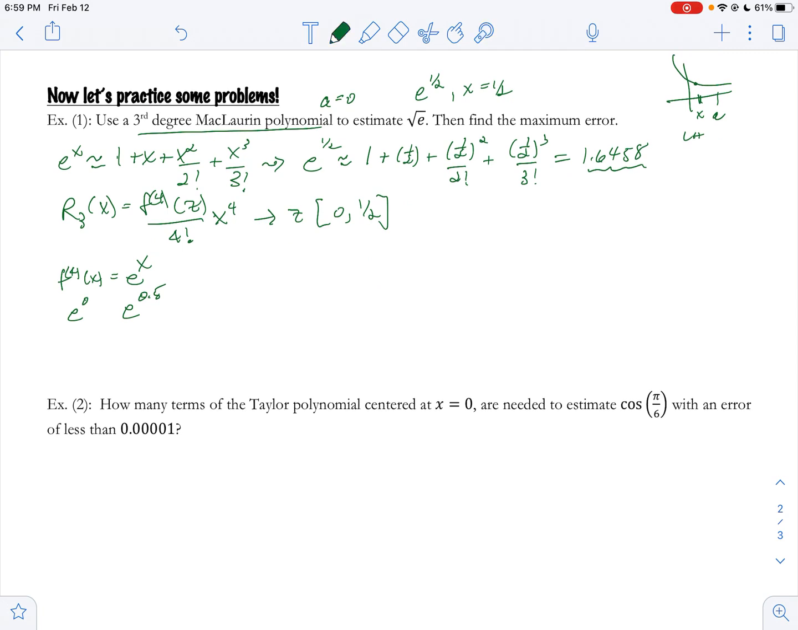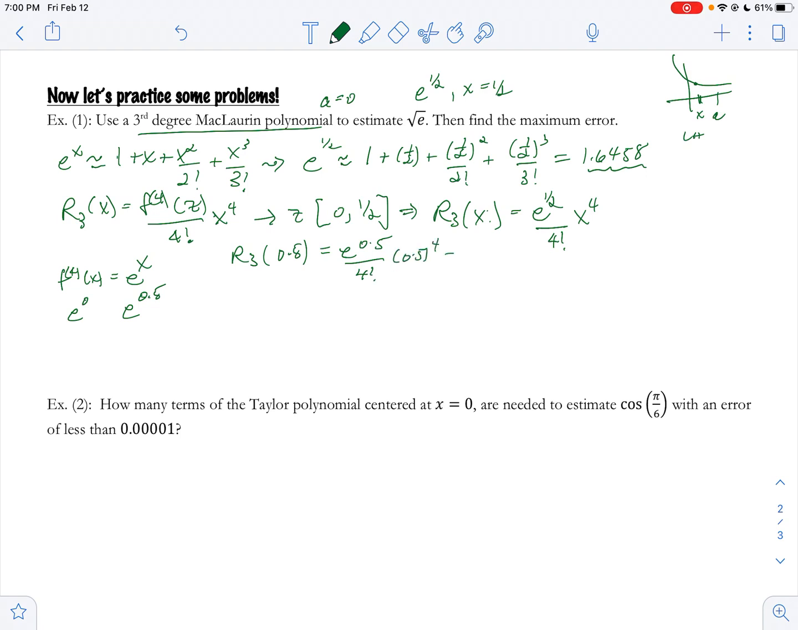and use that. So when we plug that in, we get R sub 3 of x is equal to e to the larger of the two, so e to the 1/2, over 4 factorial times x to the fourth. So now we can go ahead and plug in our 0.5. So that's equal to e to the 0.5 over 4 factorial times 0.5 to the fourth.